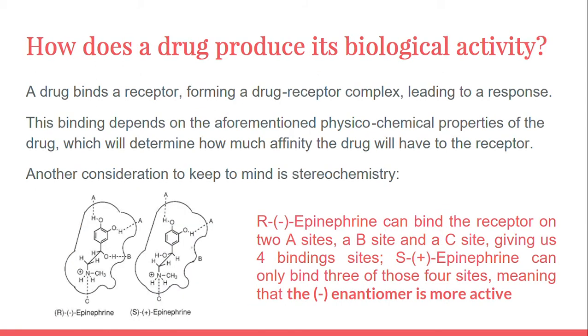Finally, how does a drug produce its biological activity? In a nutshell, most drugs will bind to a receptor at the surface of the cells of the targeted organ, producing a drug-receptor complex, leading to a biological response. We also say that the drug elicits a biological response. This binding depends on the aforementioned physicochemical properties of the drug, which will determine how much affinity the drug will have to the receptor. Another consideration to keep in mind is the stereochemistry, which we did mention a couple of slides ago.